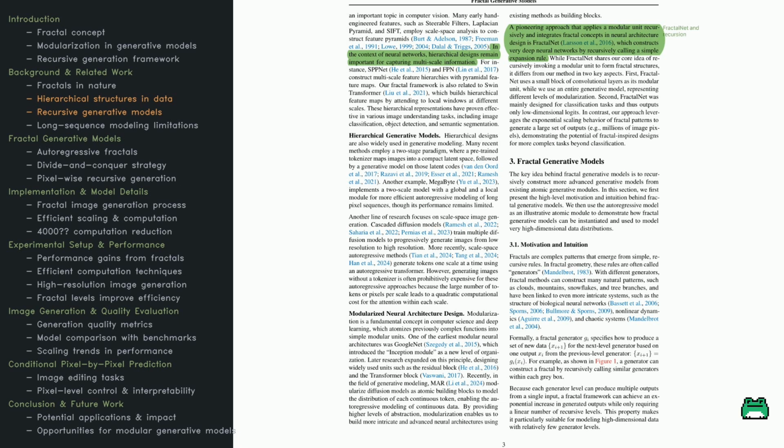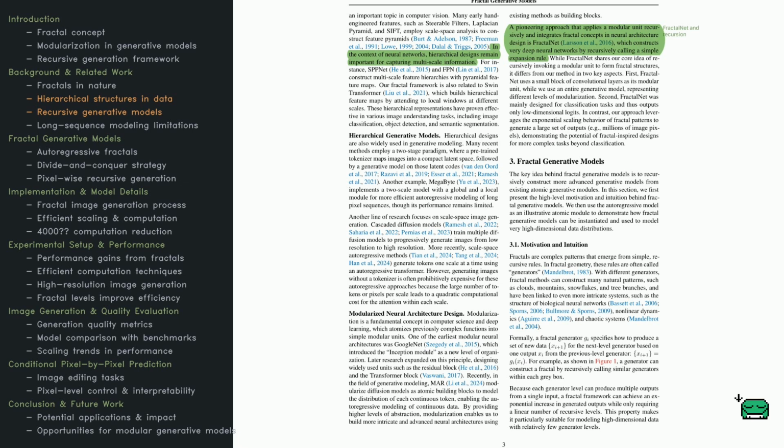Hierarchies are a big deal in computer vision. Early feature extraction methods like SIFT and Laplacian pyramids rely on scale space analysis, which captures patterns at multiple levels. Modern architectures, such as the Swin transformer, also use a hierarchical approach by working on smaller local image patches first, then expanding to the whole image.